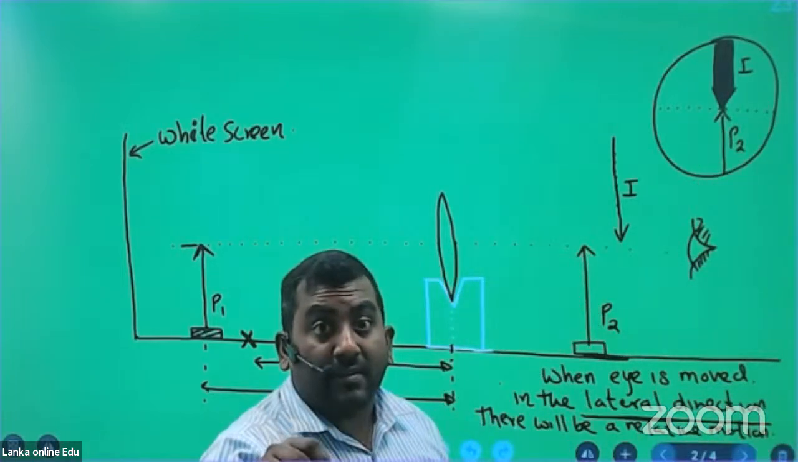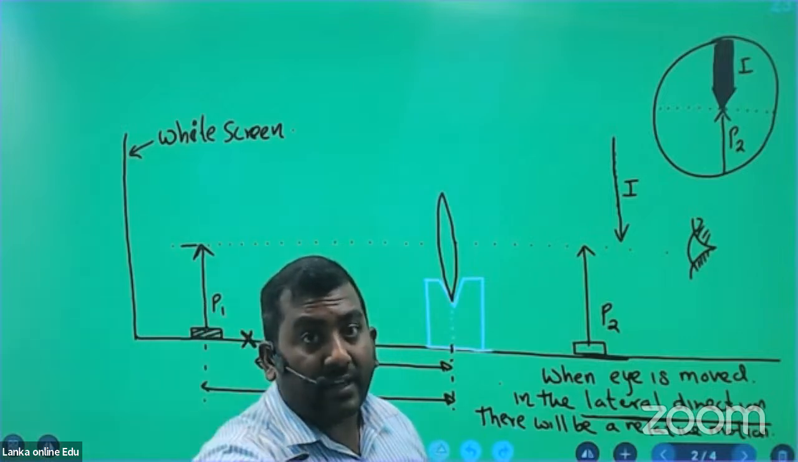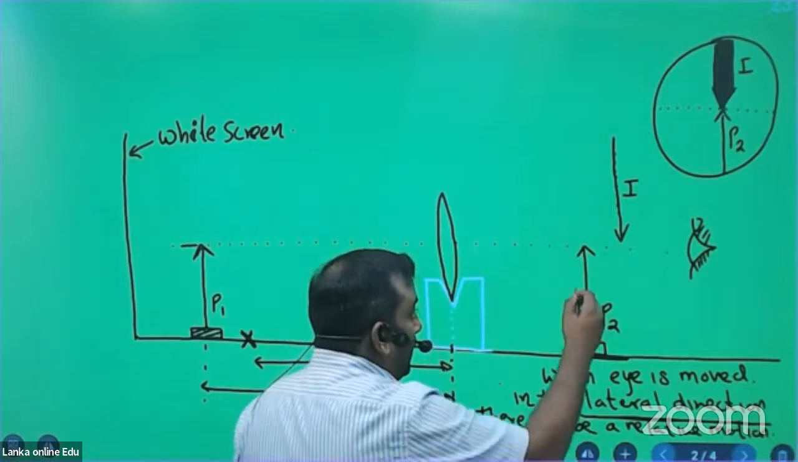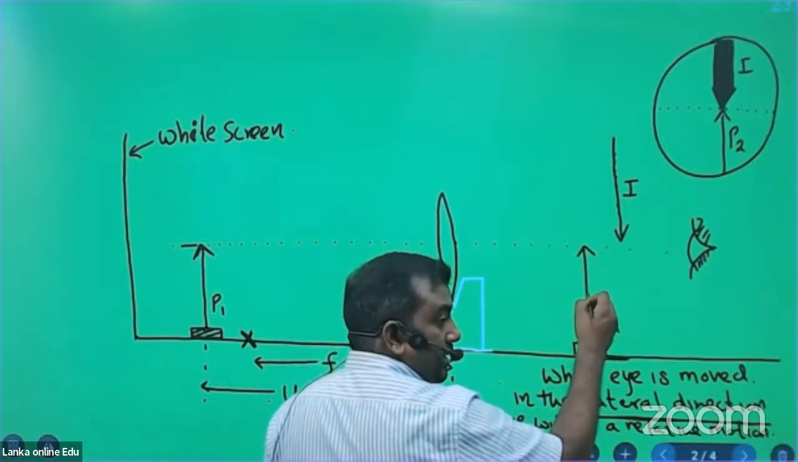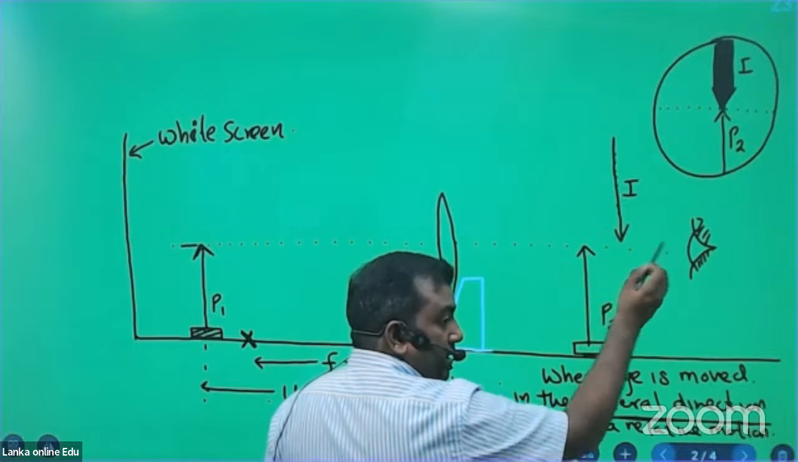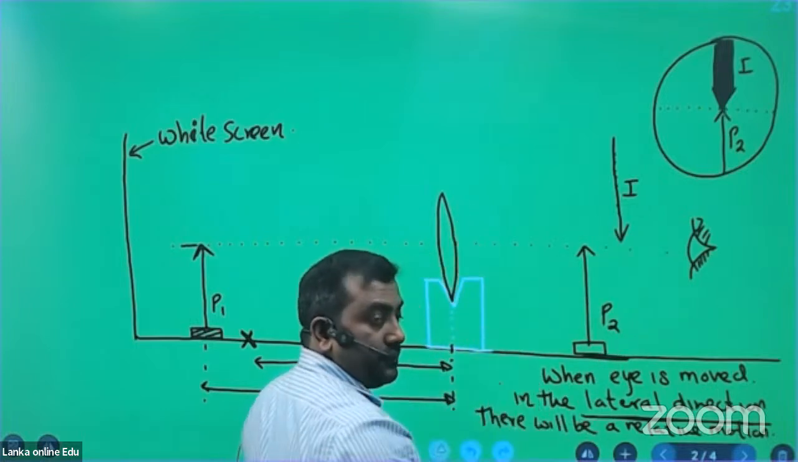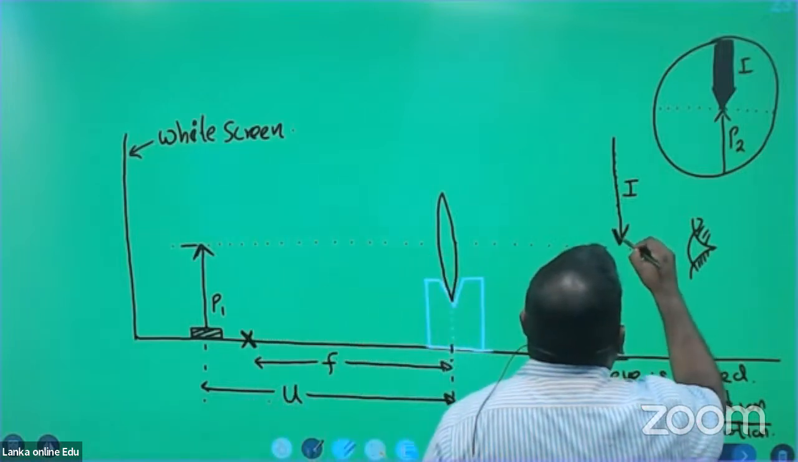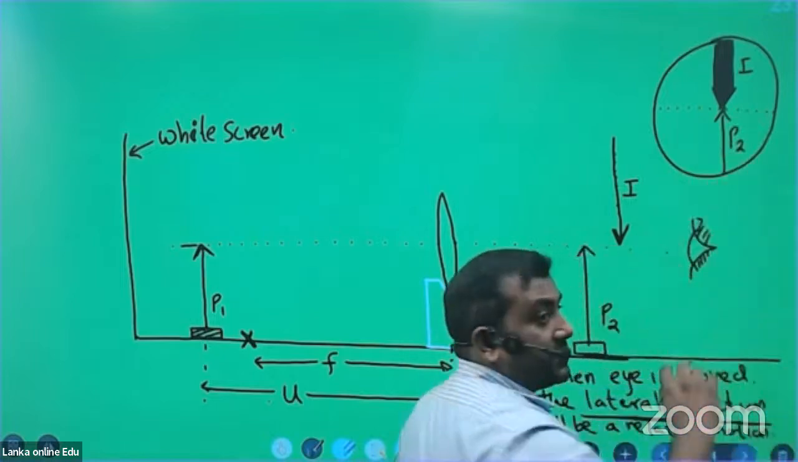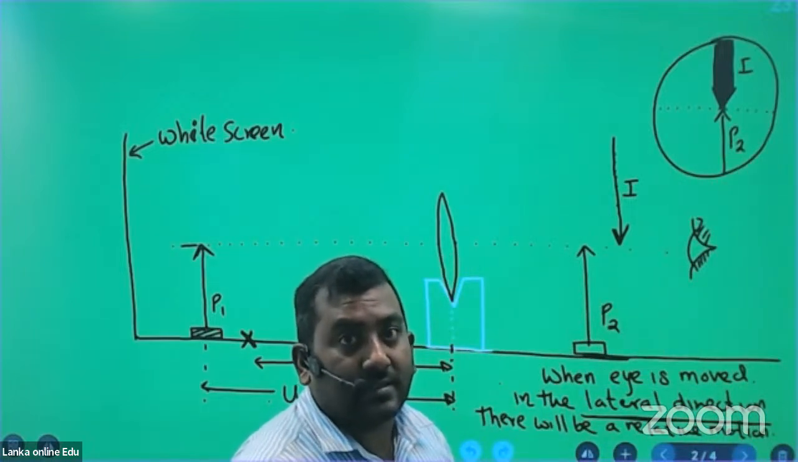Now, the objective is you must find the image location. How are you going to find the image location? You keep another pin P2 like this. Now you can see the pin, you can see the image from this part of the lens. Now since they are coinciding like this, they will seem to touch. You might think it's touching or in the same place.